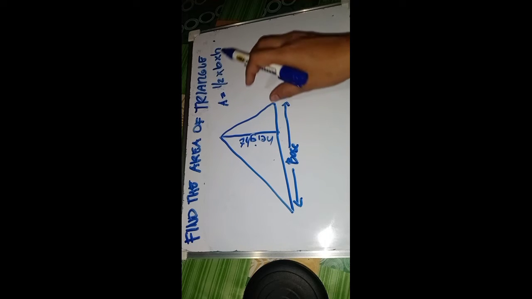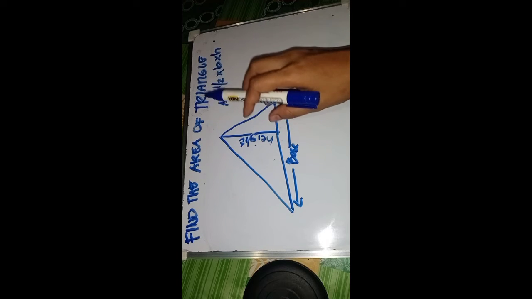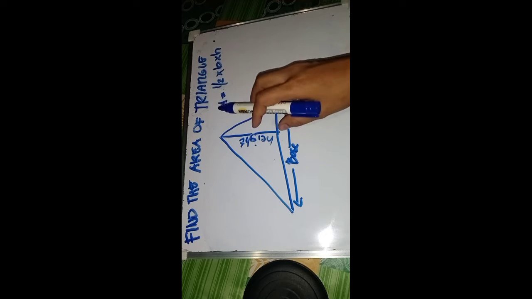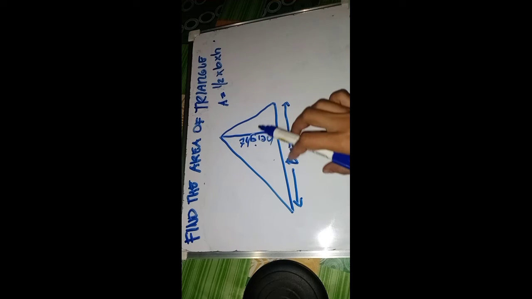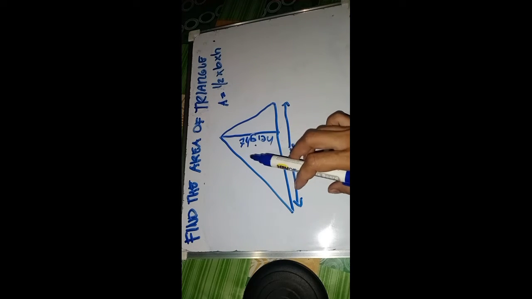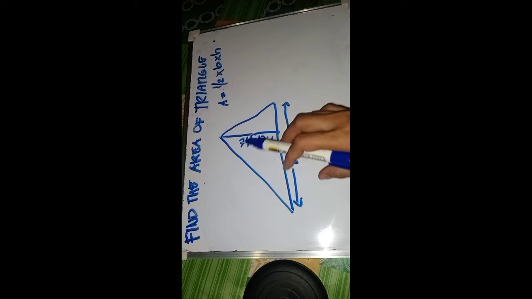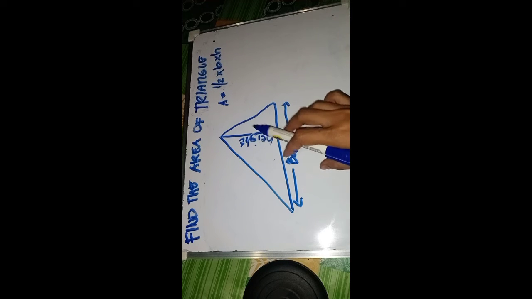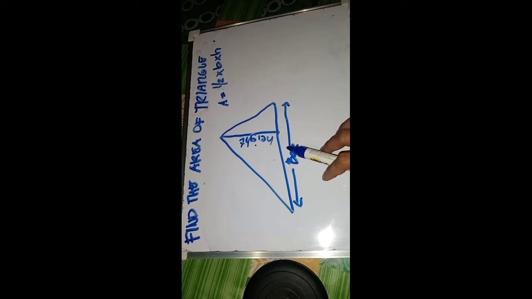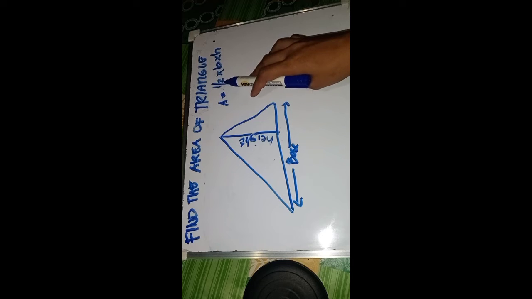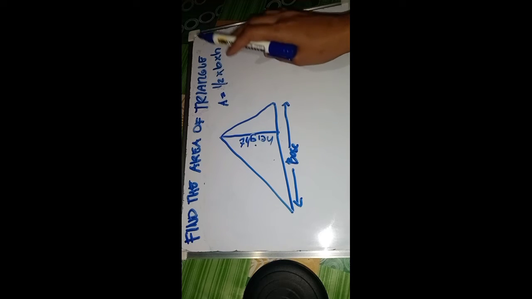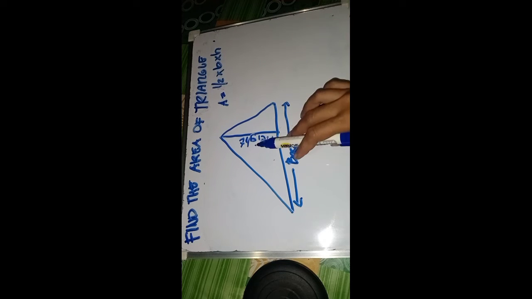Find the area of a triangle. The area of a triangle is defined as the total space occupied by the three sides of a triangle in a two-dimensional plane. The basic formula for the area of a triangle is equal to half the product of its base and height. So our formula for triangles equals 1/2 times base times height. That is our height, that is our base.